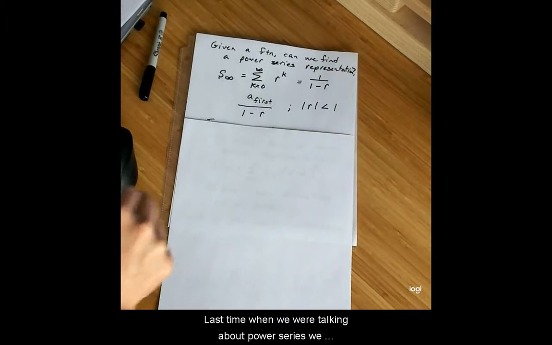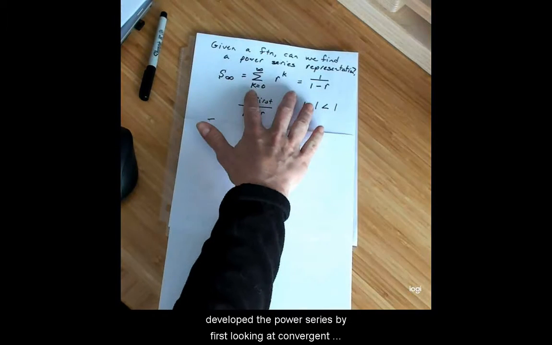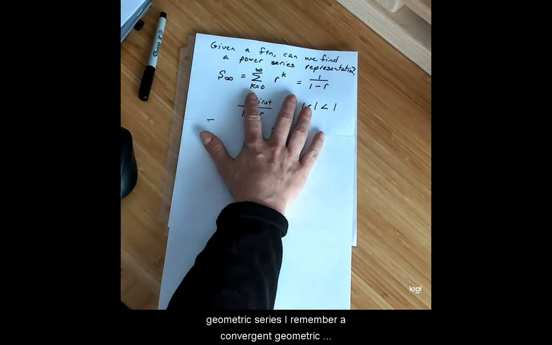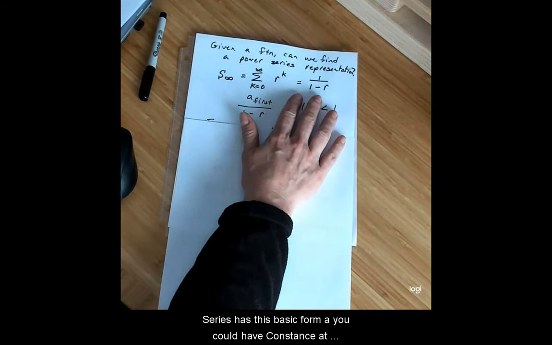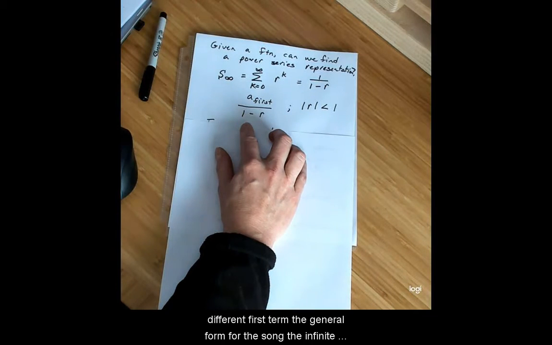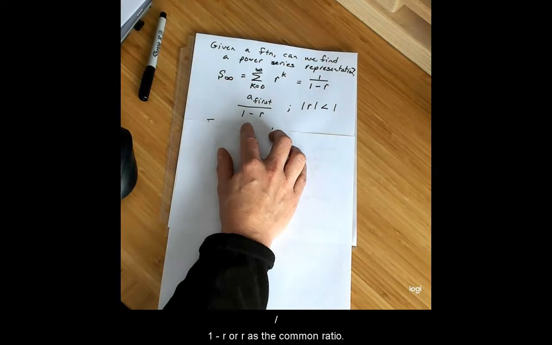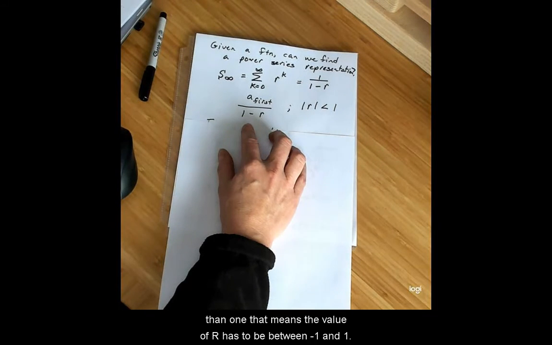Well, last time when we were talking about power series, we developed the power series by first looking at convergent geometric series. Now remember, a convergent geometric series has this basic form. You could have constants at the front, and if you do, then the constants may generate a different first term. The general form for the sum, the infinite sum of a geometric series that converges, is the first term divided by 1 minus r, where r is the common ratio. Now it only converges if the absolute value of r is less than 1. That means the value of r has to be between -1 and 1.